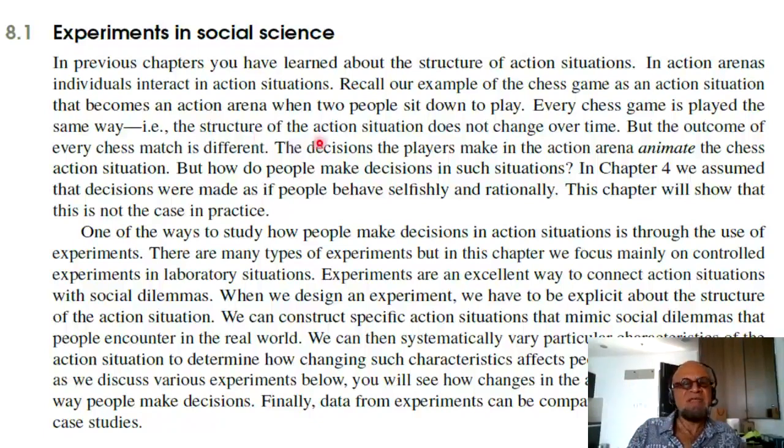Every chess game is played the same way. Everybody follows the same rules, i.e. the structure of the action situation does not change over time, but the outcome of every chess match is different. The decisions the players make in the action arena animate the chess action situation, but how do people make decisions in such situations? In chapter 4 we assumed that decisions were made as if people behave selfishly and rationally. This chapter will show that this is not the case in practice. People are not selfish and rational in that sense.